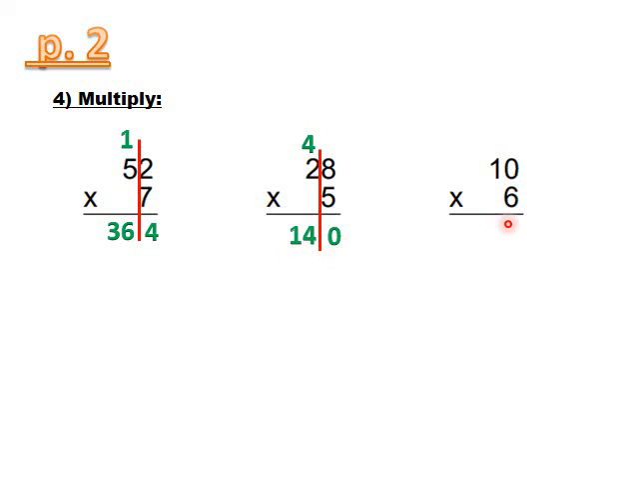10 times 6. I don't need a wall or anything. You remember table 10? You put the number as it is and you add a 0. So the answer will be 10 times 6 is 60. Yes, super.